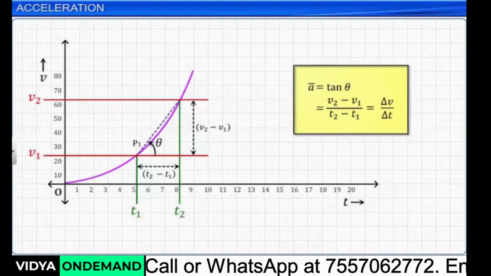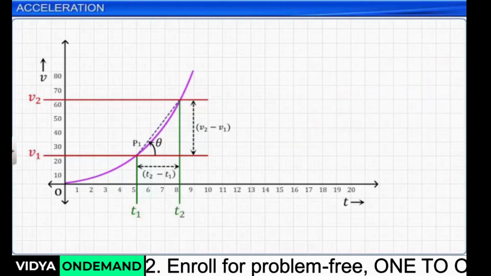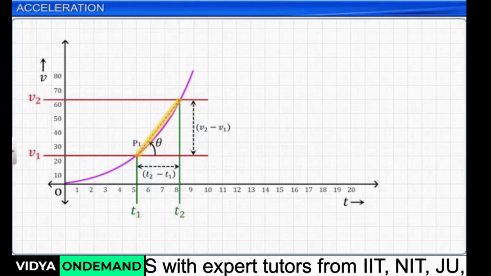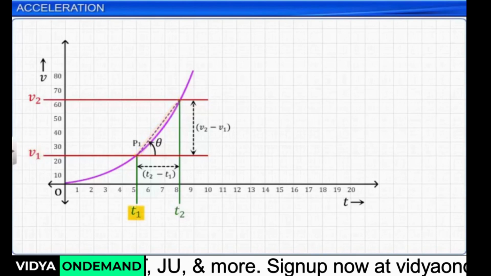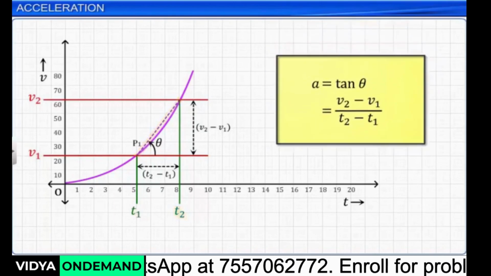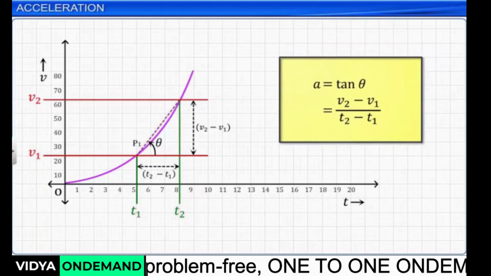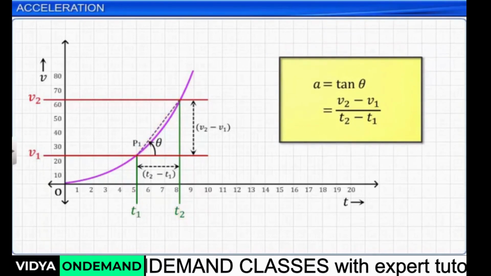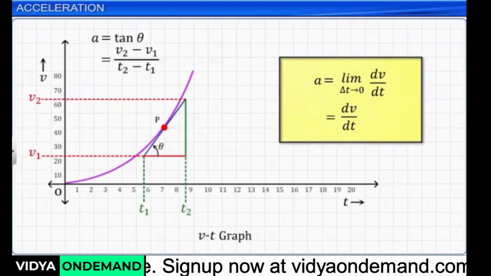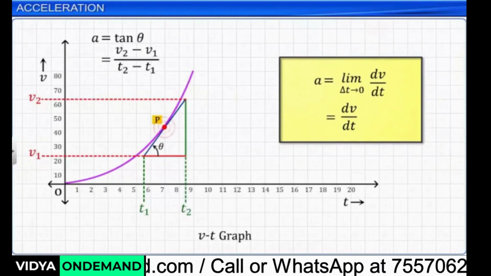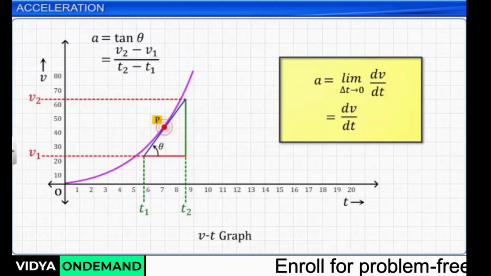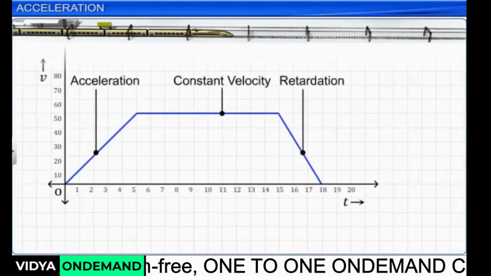On the v-t graph, the average acceleration is represented by the slope of the line joining the points (v1, t1) and (v2, t2). Just as we defined instantaneous velocity, we can similarly define instantaneous acceleration. On the v-t graph, instantaneous acceleration at any point on the curve is represented by the slope of the tangent drawn at that point. Like velocity, acceleration is also a vector with both magnitude and direction.